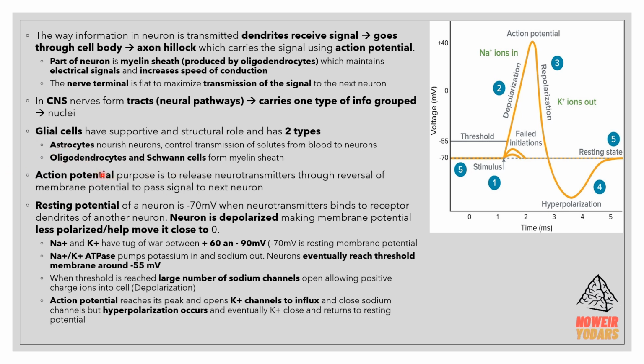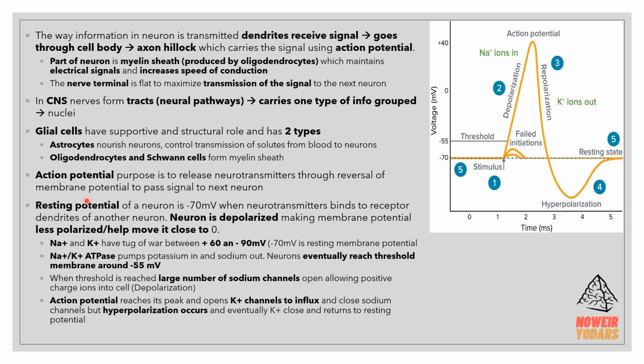So, with the astrocytes, their job is to nourish neurons and control the transmission of solutes from blood to neurons. Neurons are like any other cells. They also need nourishment. So what the astrocyte does is make sure neurons get the nourishment, and it controls the transmission of solutes from blood to neurons. Oligodendrocytes and Schwann cells form the myelin sheath, the one we spoke about earlier, which maintains electrical signals and increases the speed of conduction.